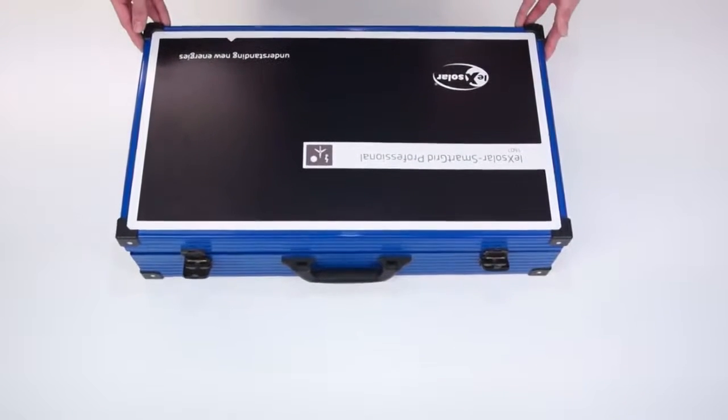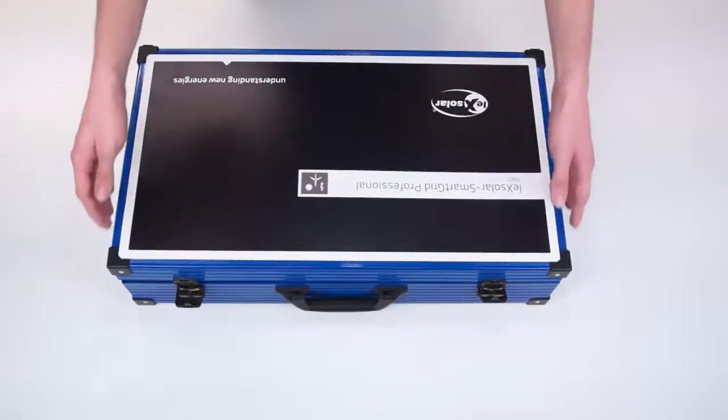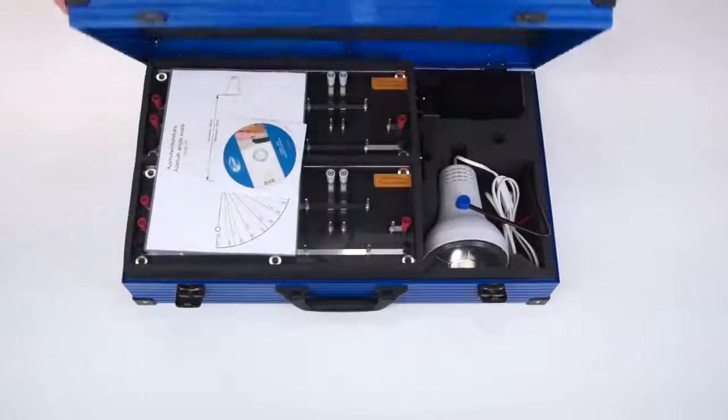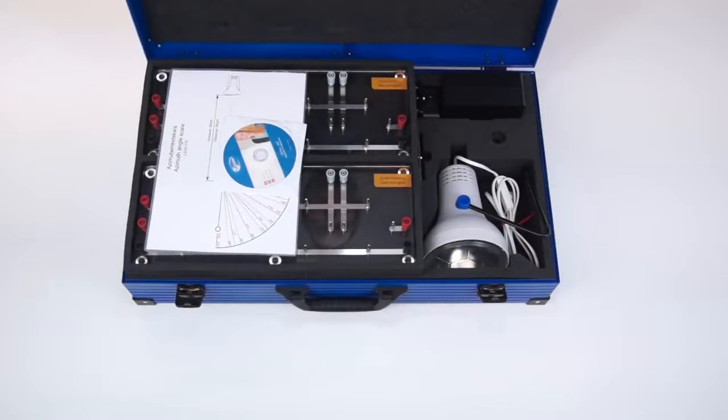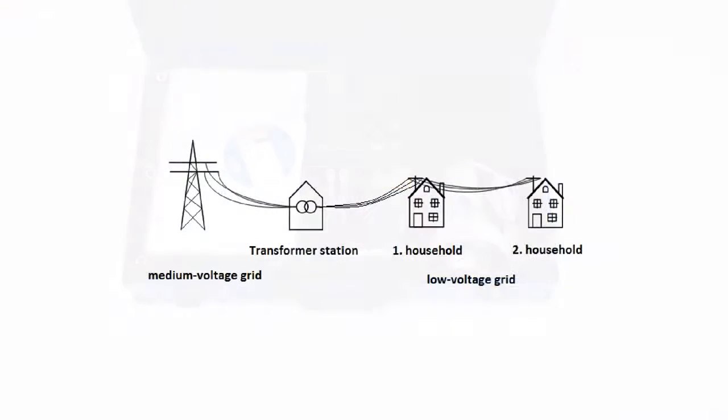This is the Lexsolar Smartgrid Professional, our experimental system of smart grids for technical training. In the case, there are devices required for the experiments such as various energy sources, a consumer, storages, gauges, line resistances and components for connecting the devices. The smart grid experiments illustrate the working of the classic grid networks, the physical problems due to the integration of renewable energy sources, and the operating principles of intelligent solutions.